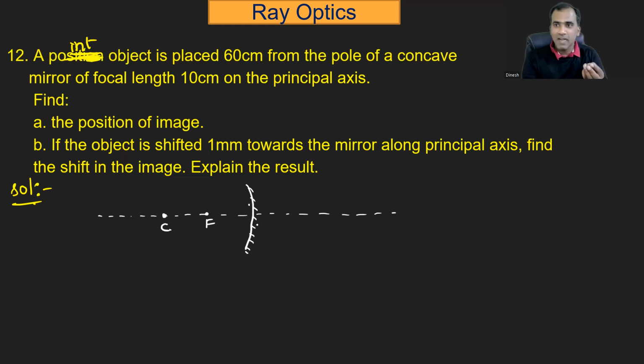So this analysis hardly takes 10 seconds. If we are lucky and in the options there is only one option between minus 10 and minus 20, you can quickly pick it up. You don't need to do any calculation. If there are two options between minus 10 and minus 20, then maybe we have to solve it.